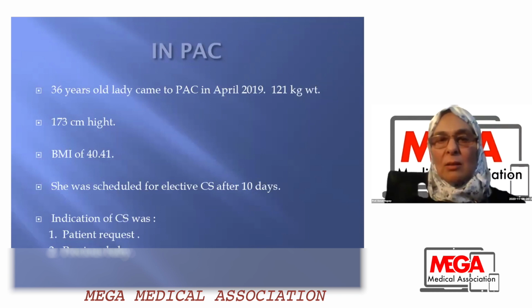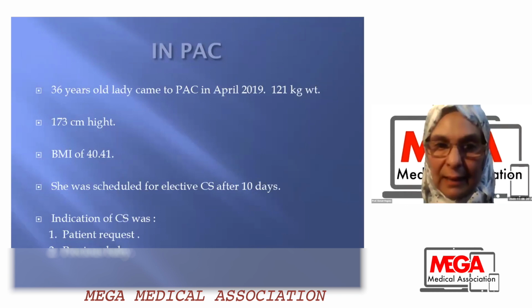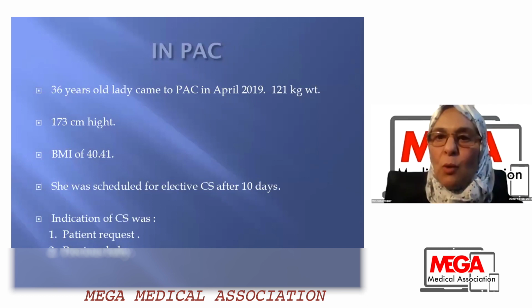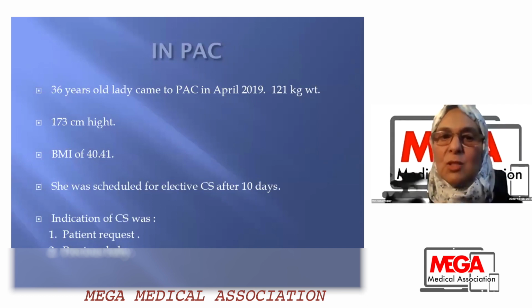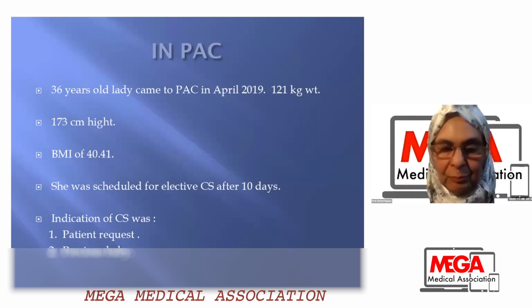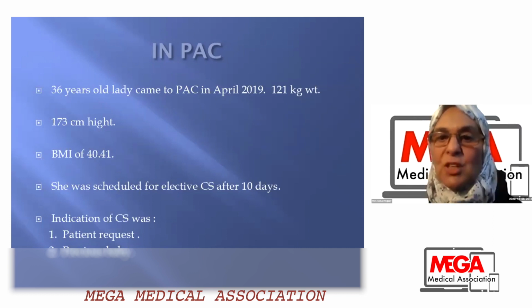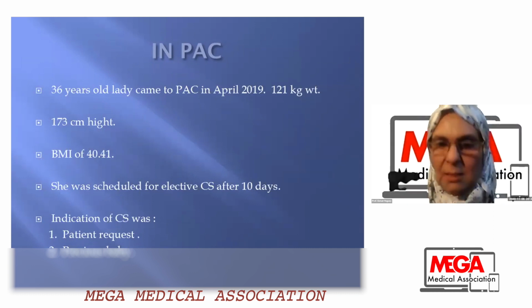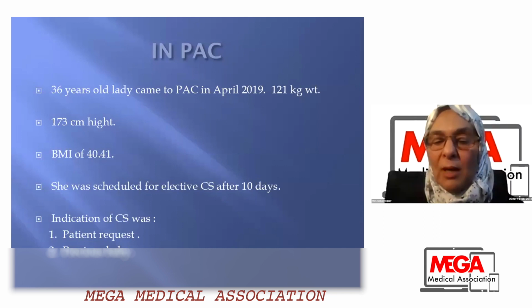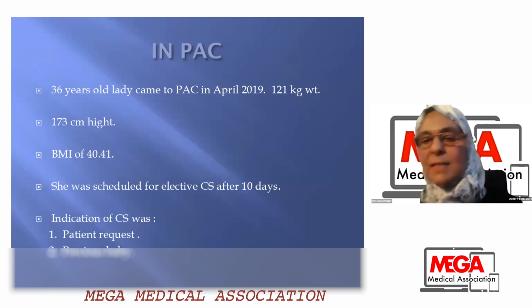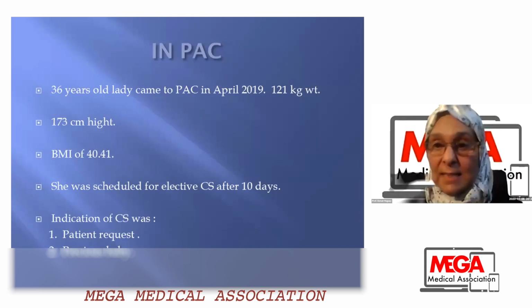The case started in our PEC, pre-anesthesia clinic, with a 36-year-old lady. She came to our PEC at the beginning of April 2019. Her weight was 121 kg, height 173 centimeters, so with a body mass index of 40.41. She was obese and scheduled for an elective cesarean section after 10 days. Her obstetrician made an appointment in our pre-anesthesia clinic to see the patient because she has such a complicated past medical history, as we will discuss in the coming slides. She wanted to give us 10 days before the elective cesarean section in case we wanted to ask for more investigations apart from the routine ones for cesarean section.